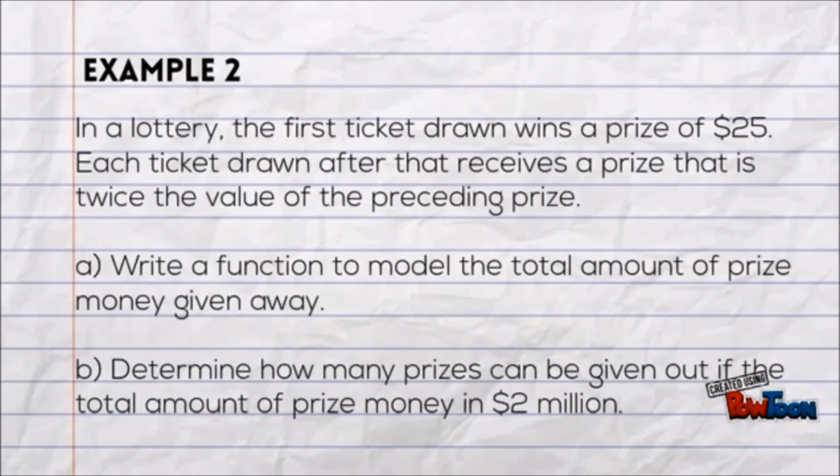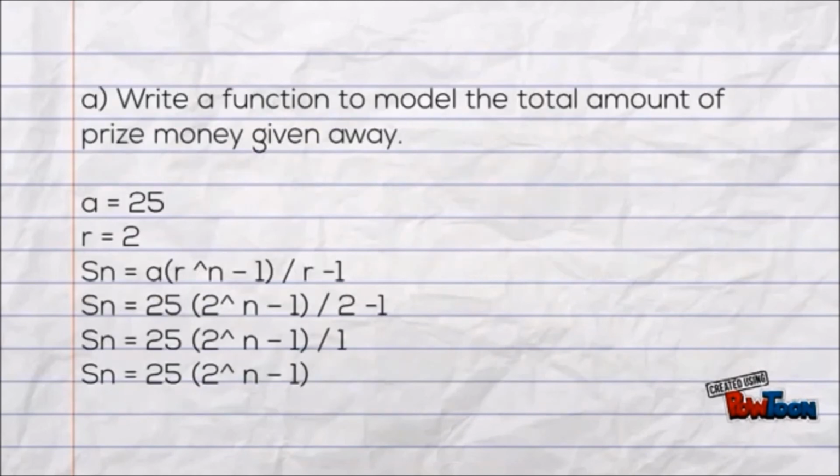Now coming to a word problem for geometric series. You can pause the video to read the question. In this series, a is 25 and r is 2, but n is unknown. 25 and 2 are plugged into the respective variables and the equation is simplified, resulting in Sn equals 25 bracket 2 raised to n minus 1.